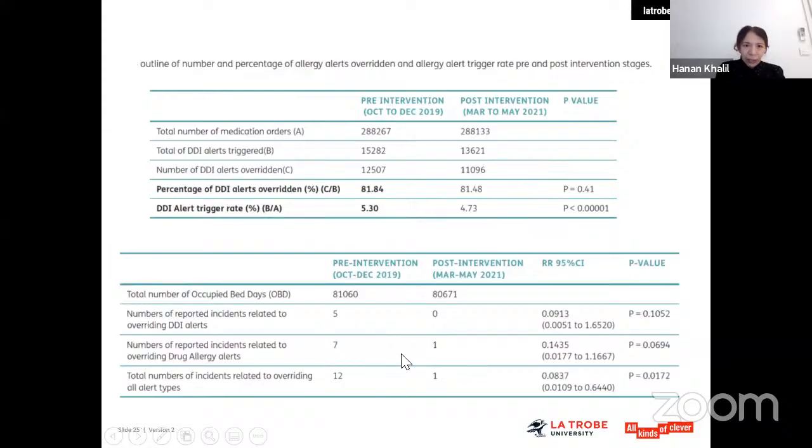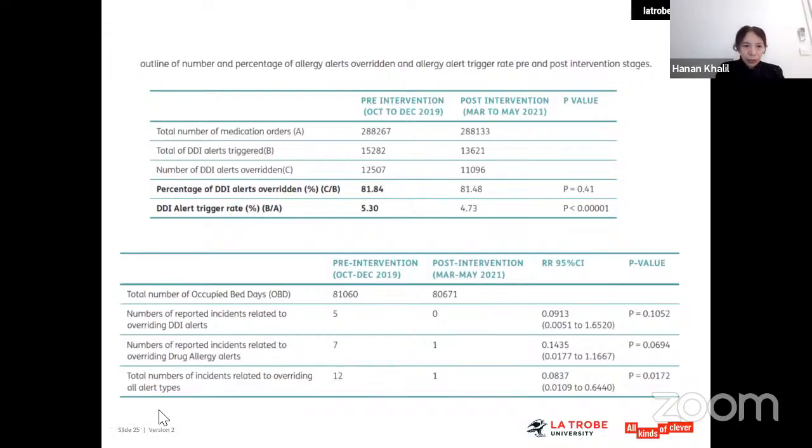Now, also, that's just another table reporting pre and post interventions. So the number of reported incidents related to overriding alerts. Before it was 5 incidents, but after the interventions, there were no incidents reported, which meant that the alerts were good enough for doctors to go and check for them, because they were much lower than before.